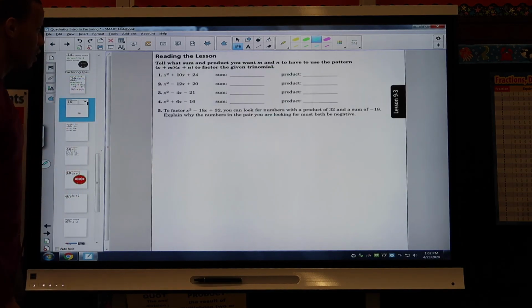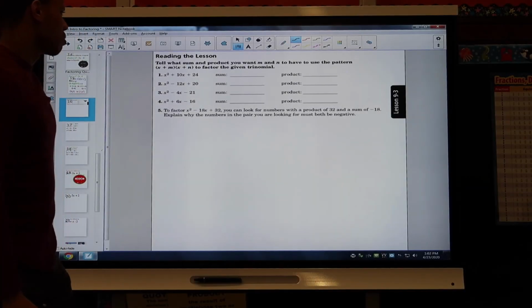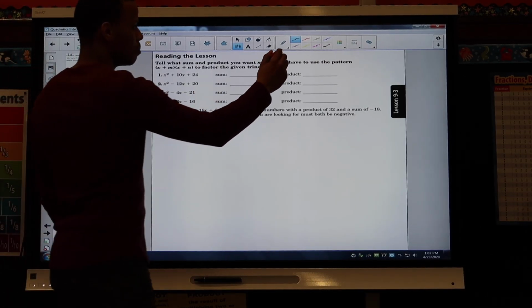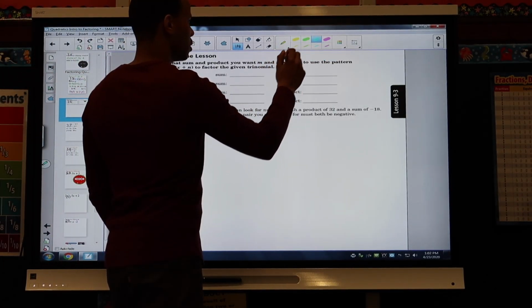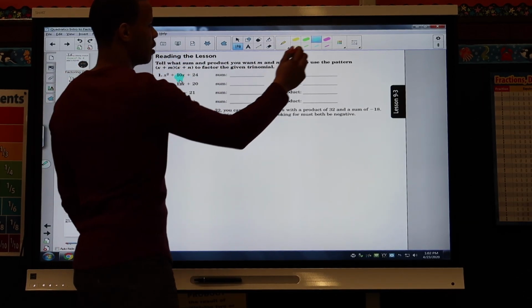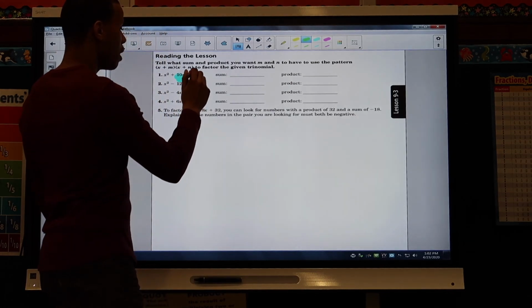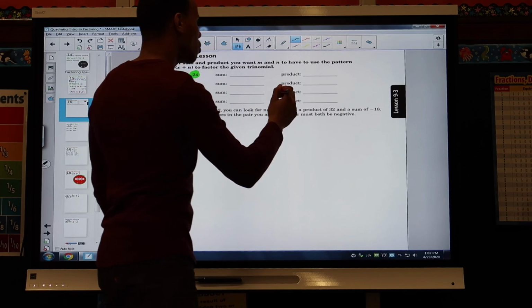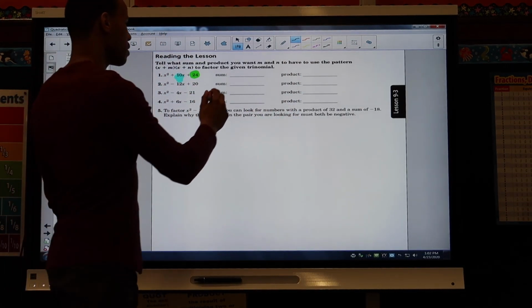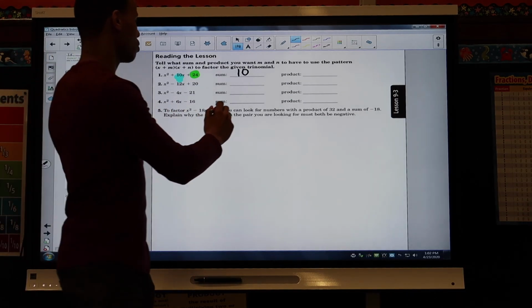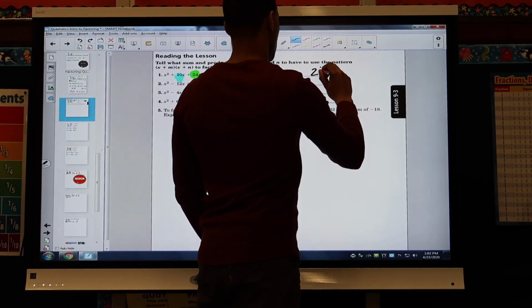So now, let's see if we can do a problem. So we want to factor this, right? So I'm looking at the sum has to be equal to 10. And then the product has to be equal to 24. So then we just have to write that in. The sum has to be equal to 10. The product has to be equal to 24.